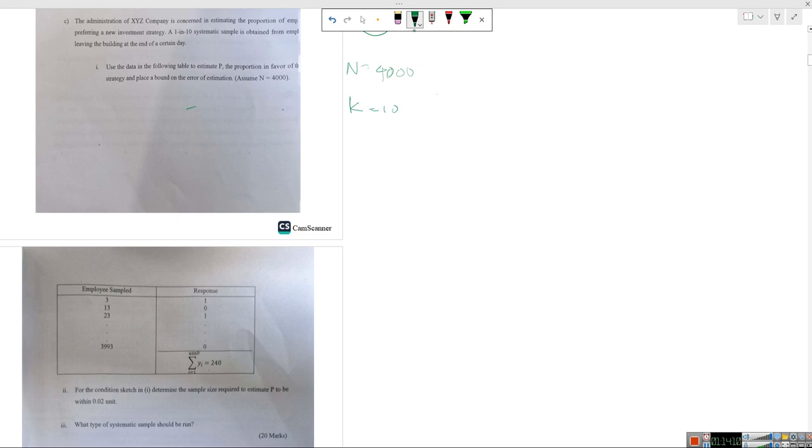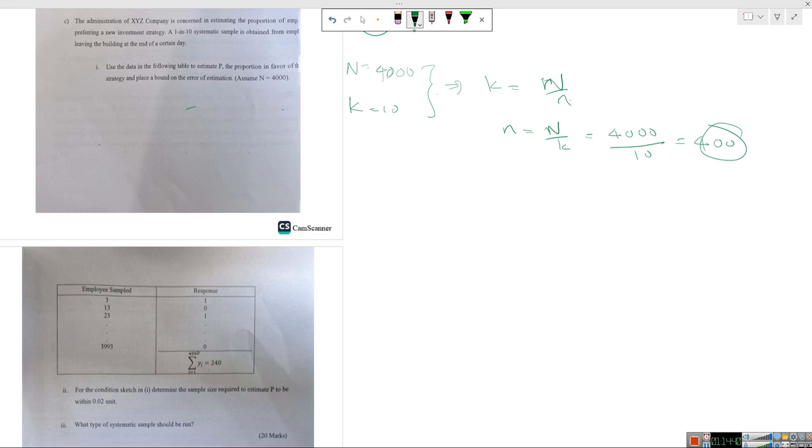Okay. Now how large a sample we need to draw can be calculated using this. So k is equal to N divided by n, so n is equal to capital N divided by k. So 4,000 divided by 10 will give you 400. Okay. Now we have to select 400 samples from the population.